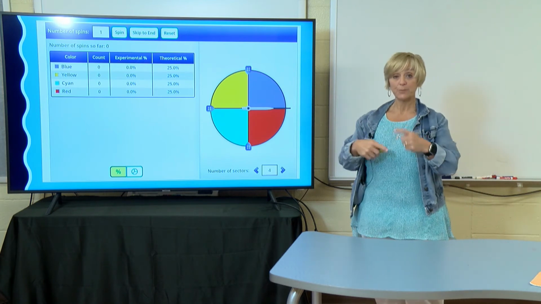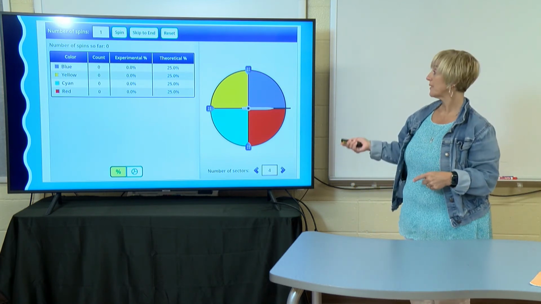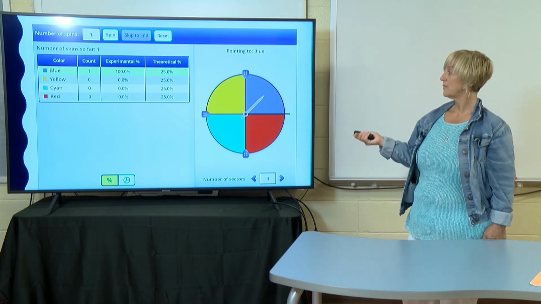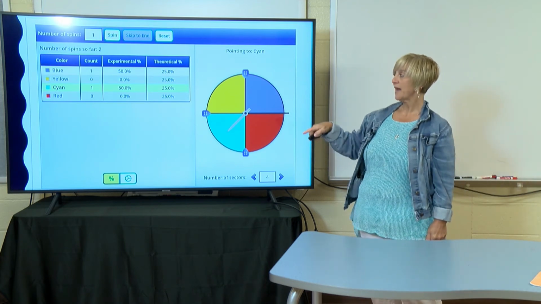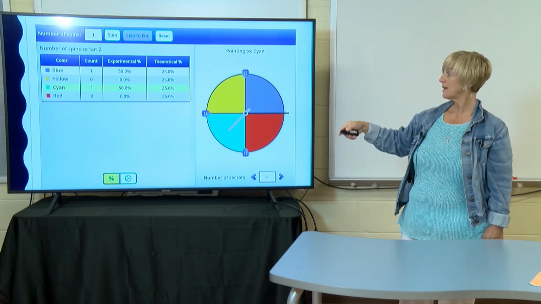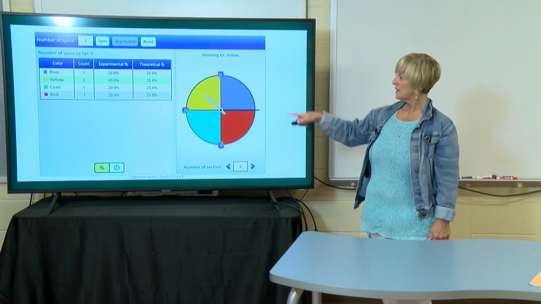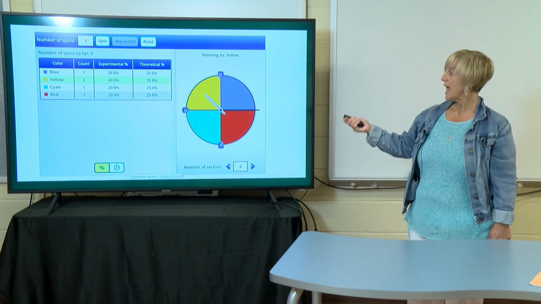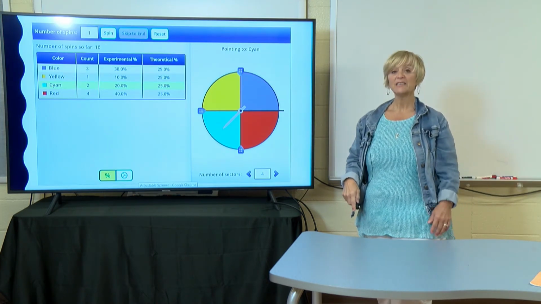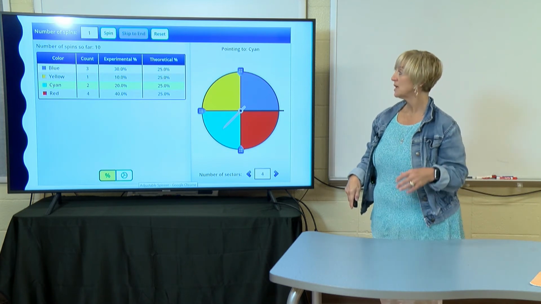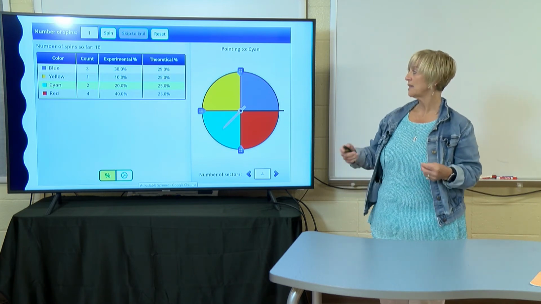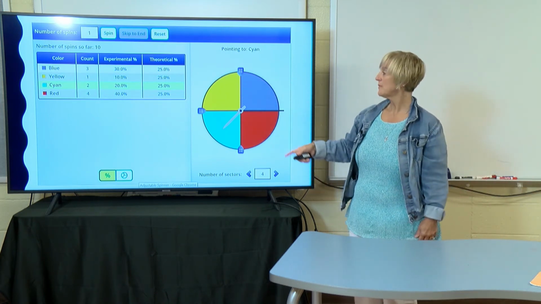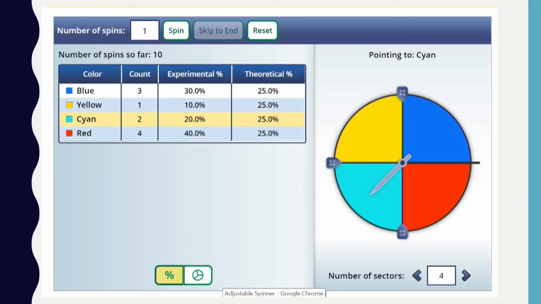I went ahead and spun the spinner for you so we could get an idea, okay? After 1 spin, we landed on blue. After 2 spins, we had a blue and a cayenne. After 5 spins, we had 2 yellows and 1 for every other color. At 10 spins, we had spun red the most, then the next one was blue, and then cayenne, and then yellow. So if you can look, in our experiment on 10, red was the majority of the time.